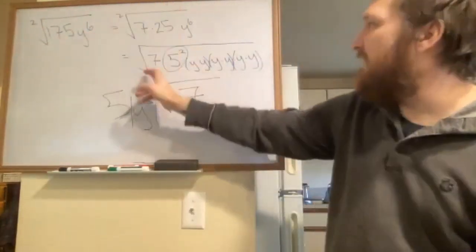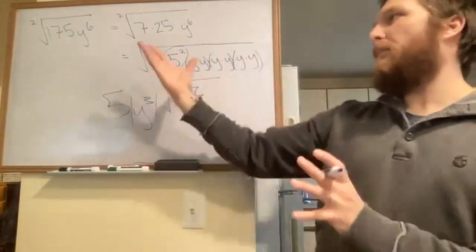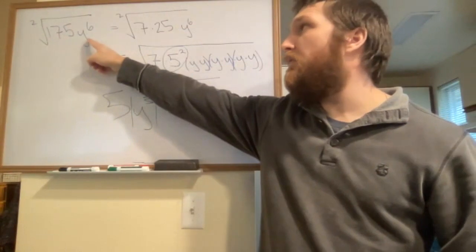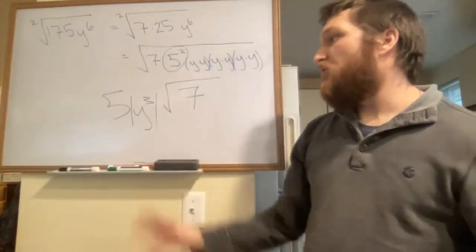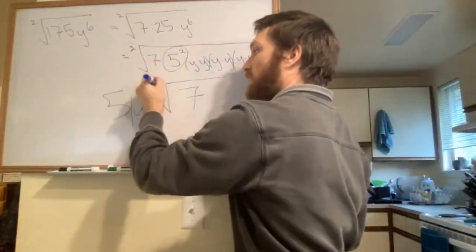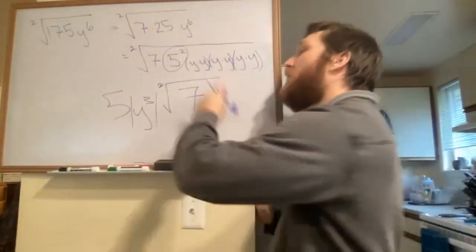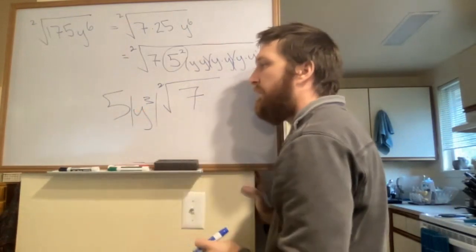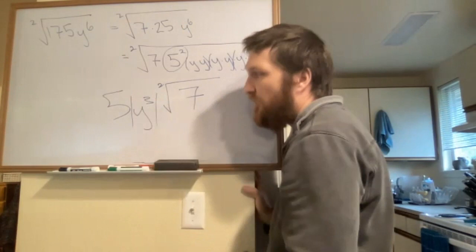175 is 7 times 5 times 5. Those are all positive numbers. Don't worry about it. These variables, we don't know whether they're positive or negative or not. So in the end, if you're pulling them out of an even root, and a square root is an even root, we have to talk about the absolute value. Especially in this case, because it's cubed.